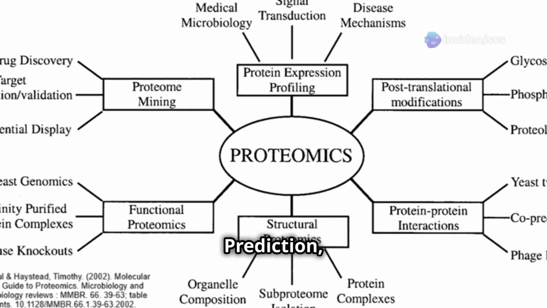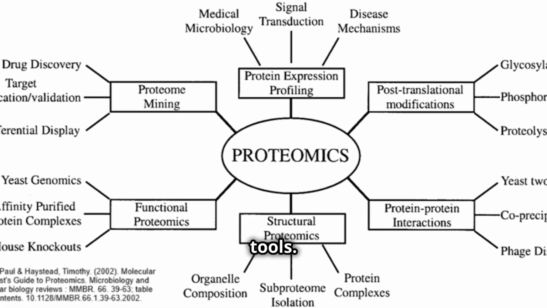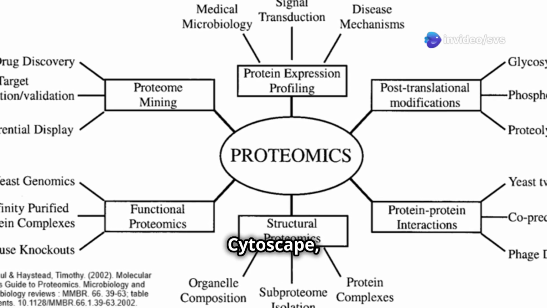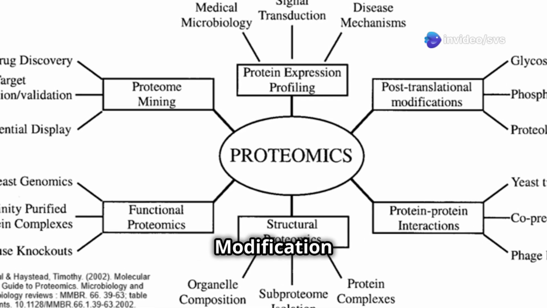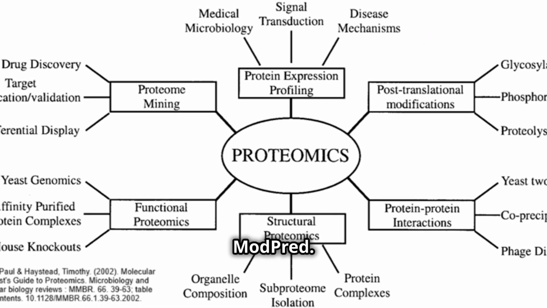For protein structure prediction, AlphaFold, Swiss-Model, and I-TASSER are key tools. Protein interaction networks can be studied using tools like STRING, Cytoscape, and IntAct. Post-translational modification analysis involves tools such as PTMScan, NetPhos, and ModPred.